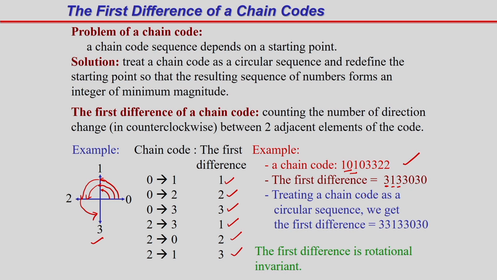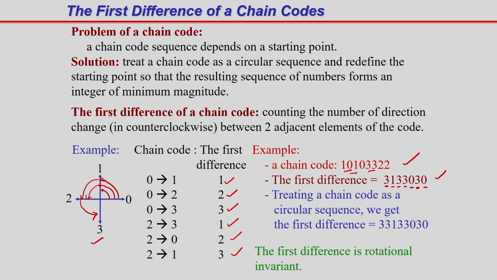From 0 to 3 we have the first difference 3. Next from 3 to 3 the direction change is 0. And from 3 to 2 the direction change is 3. And from 2 to 2 the first difference will be 0. So like this I am calculating the first difference.